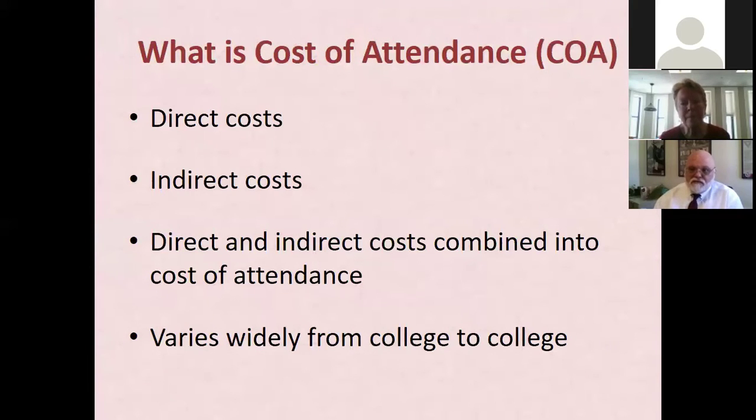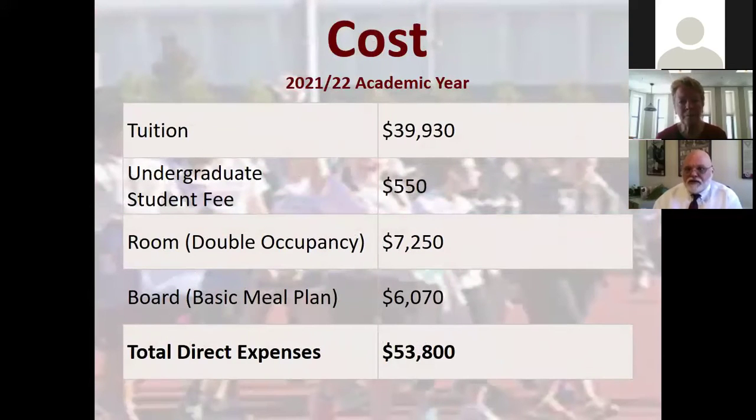Every school has a cost of attendance, and they vary widely. You will have low-cost community colleges, you'll have private colleges like Springfield College, and then you'll have some high-price private colleges as well. So you'll see a wide variety in that cost of attendance number. At Springfield College, our 21-22 costs are listed here. We have not increased our costs over the 2021 academic year. So the total billed cost for a student living on campus would be $53,800 for an academic year.